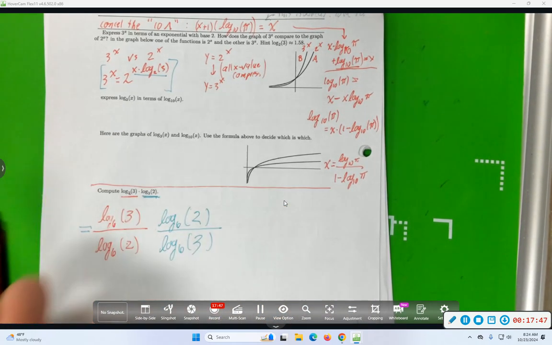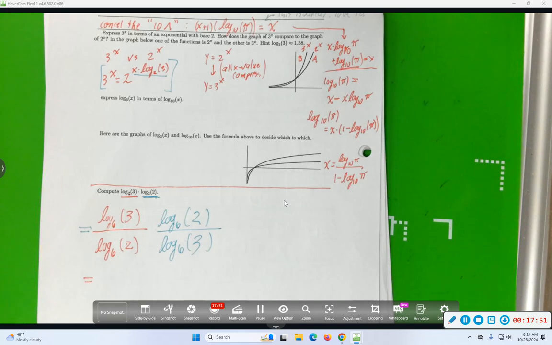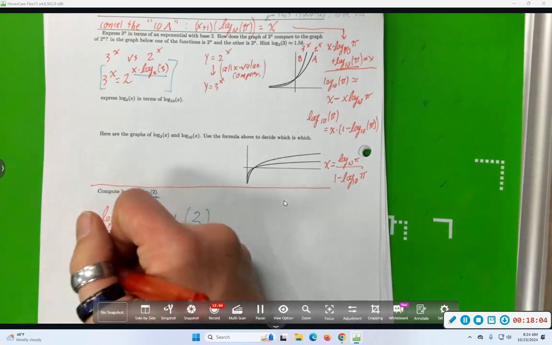So by the change of base formula, this is equal to the thing on the previous line, the thing we started with. Do you see anything that simplifies there? Yeah, cool. So what are you left with? 1. Just 1.